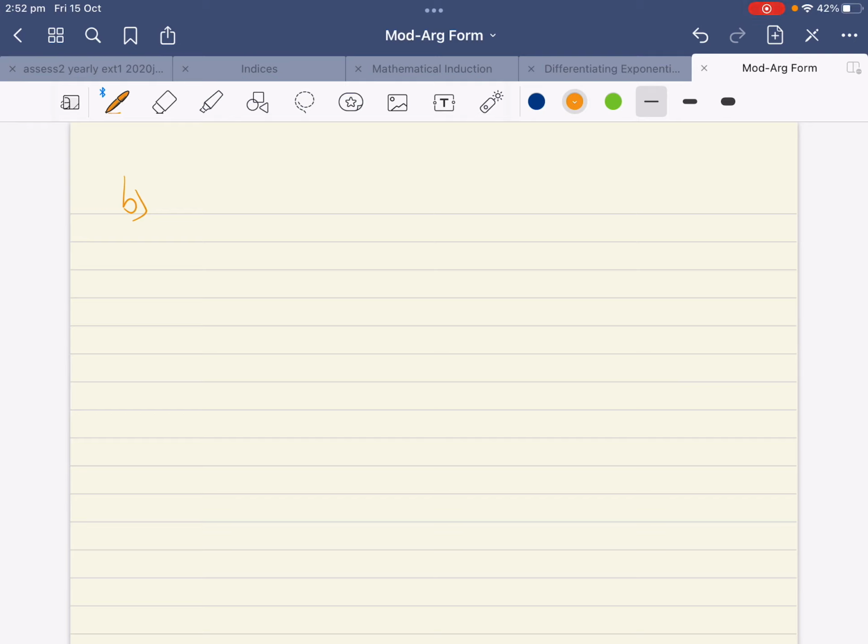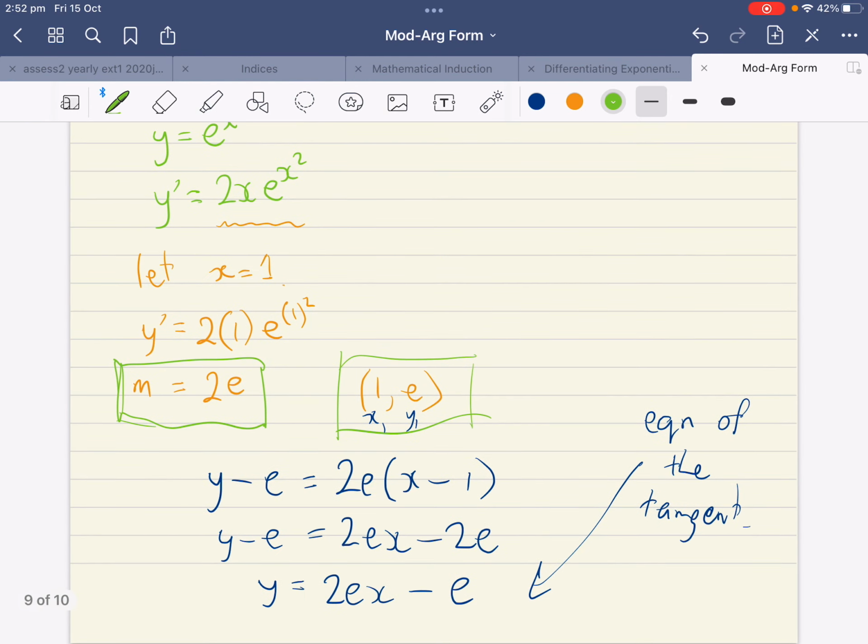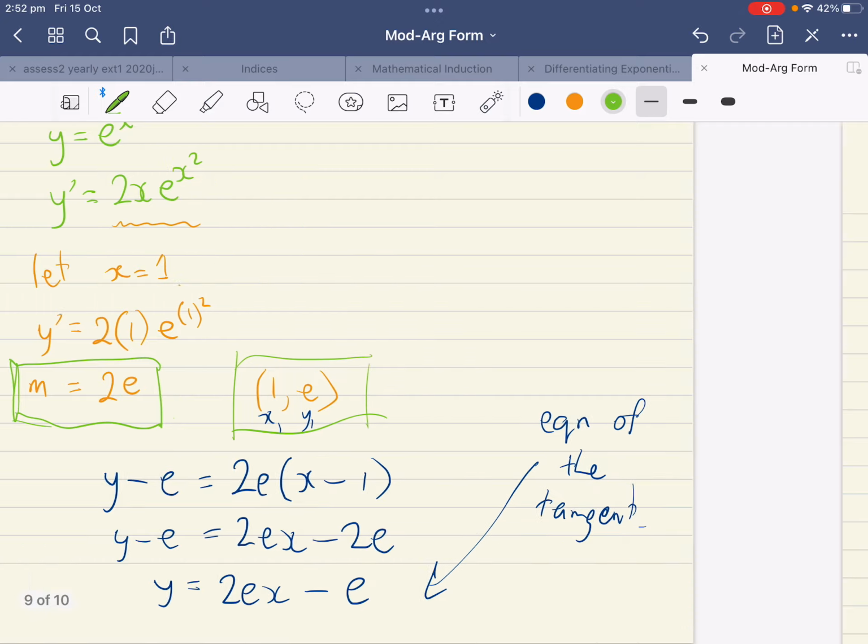So to find the equation of the normal, remember a normal is a straight line as well. Let's say hypothetically our exponential is going up like this. We're at the point (1, e). This here in green was the equation of our tangent, that's what we just found in part A. That equation there at the bottom is the equation of our tangent.